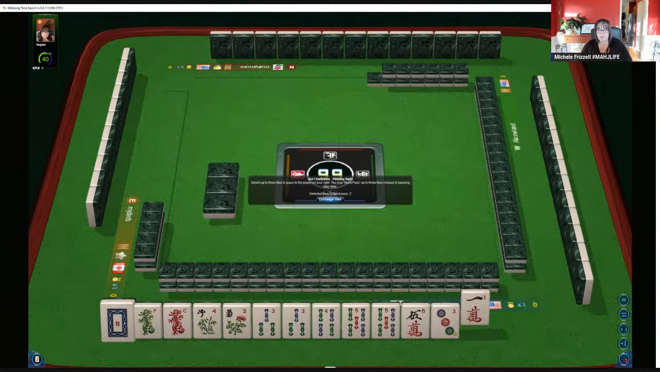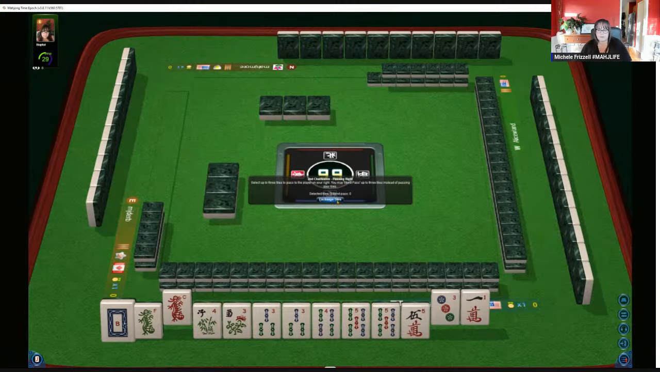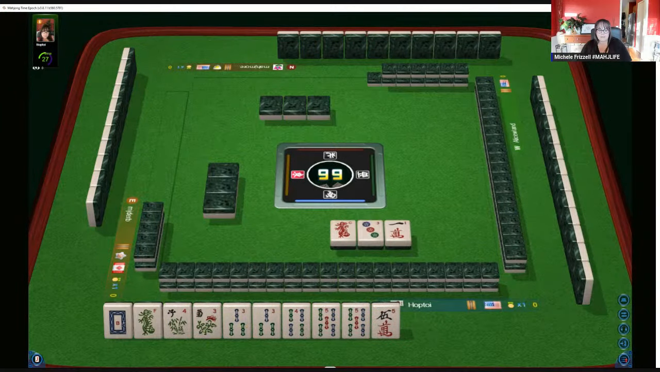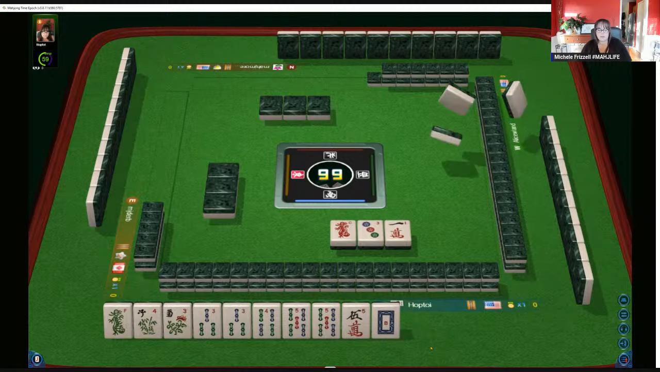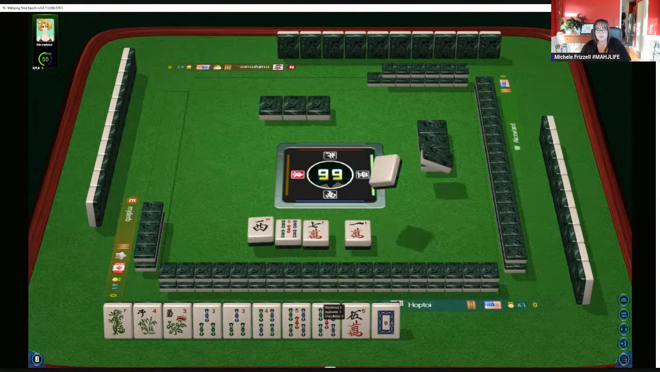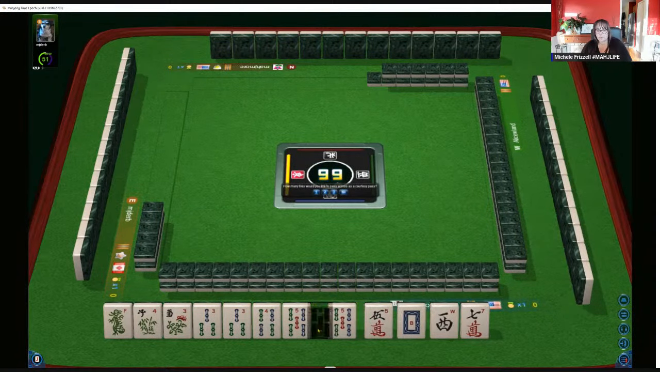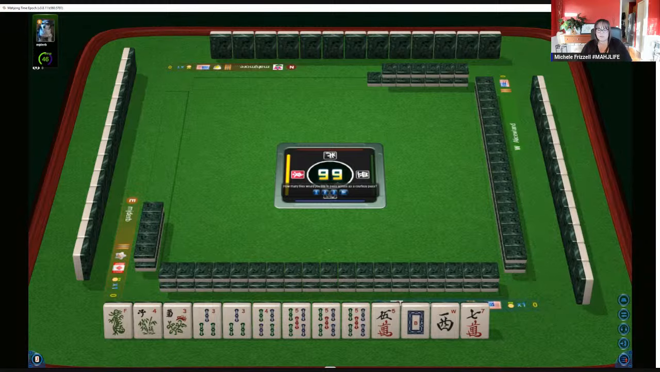So I probably would... I don't know if I would pass a 5. I think I would let a dragon go. And maybe we can keep the white or the red or green dragon here, because if we get a 2 or a 6, maybe we could play the concealed hand. So 1 or 2 passes gave us some hope with this hand.